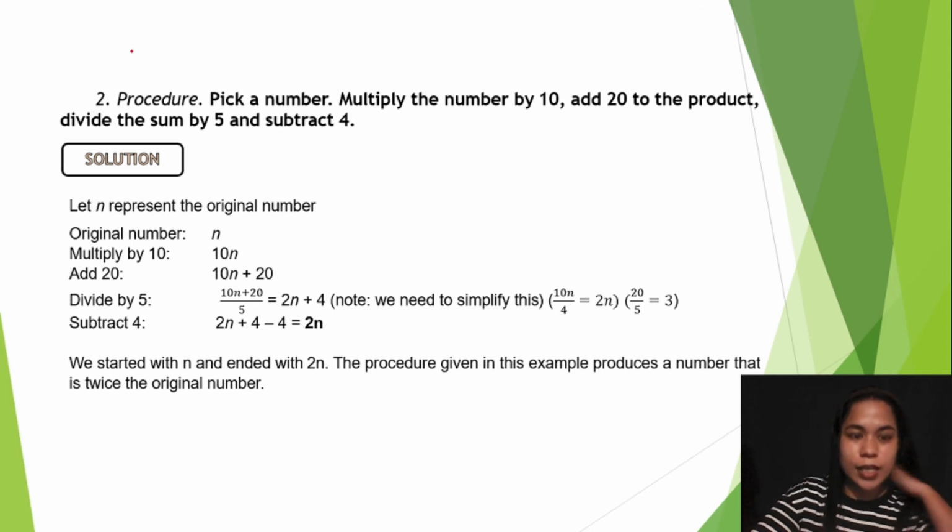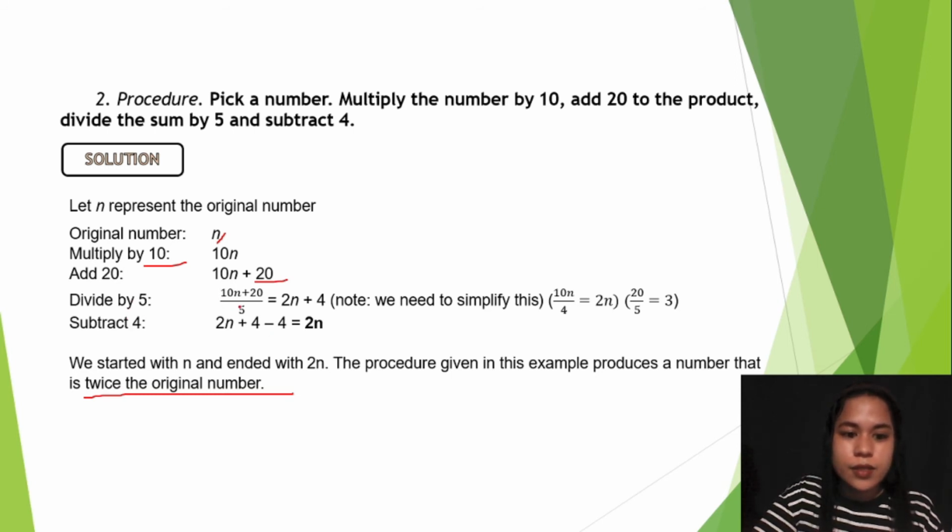So hindi ko nalagay dito, but yung kailangan natin is we are going to use deductive reasoning to produce a number that is twice the original number. So meaning, let n represent the original number, which is n, multiply by 10, 10n, add 20, so 10n plus 20, and divide it by 5. So simplified again, kapag pwedeng ma-divide yung number, then we can simplify it.